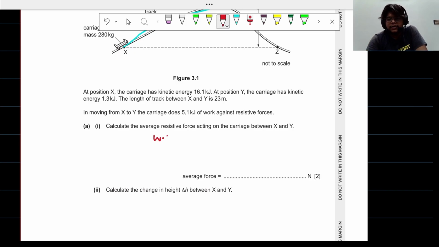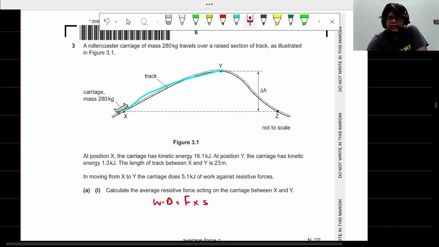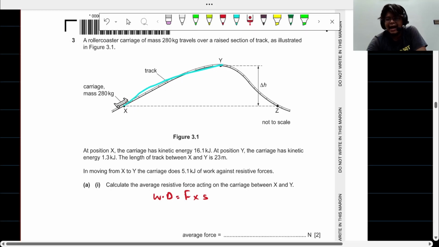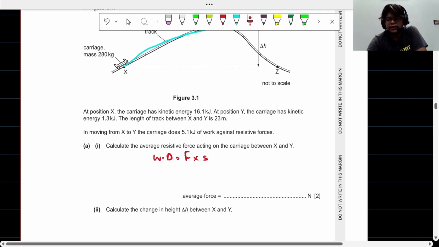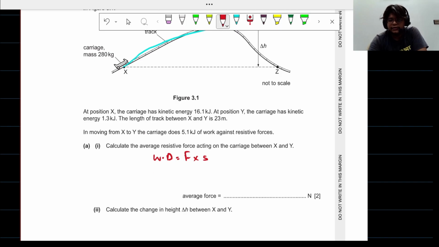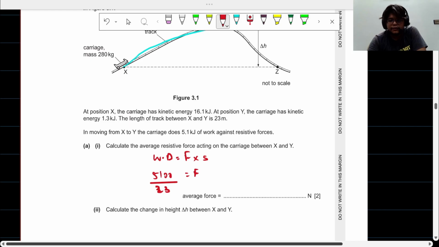We know that the work done is basically equal to force multiplied by distance traveled in the direction of force. Now, because this is a curved path, the direction of force would be different at each point, right? That's why it has said the average resistive force. So the work done that we have is 5.1 kilojoules, this will be 5100. The distance that we are moving is 23 meters, and from here you will get your force. So force will be 5100 divided by 23, that is 220 newtons.